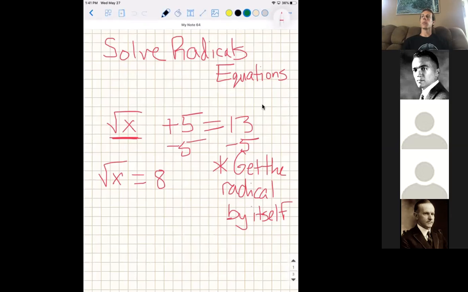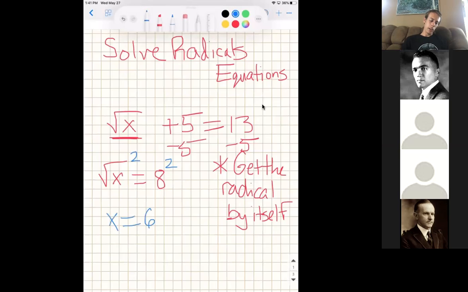I doubt it's much of a shock to undo. You guys knew that when we had x squared, you undid it with a square root. So how would you undo a square root? What would you have to do to get rid of the square root? We'd have to square both sides. So that would leave us with just x equals 64.